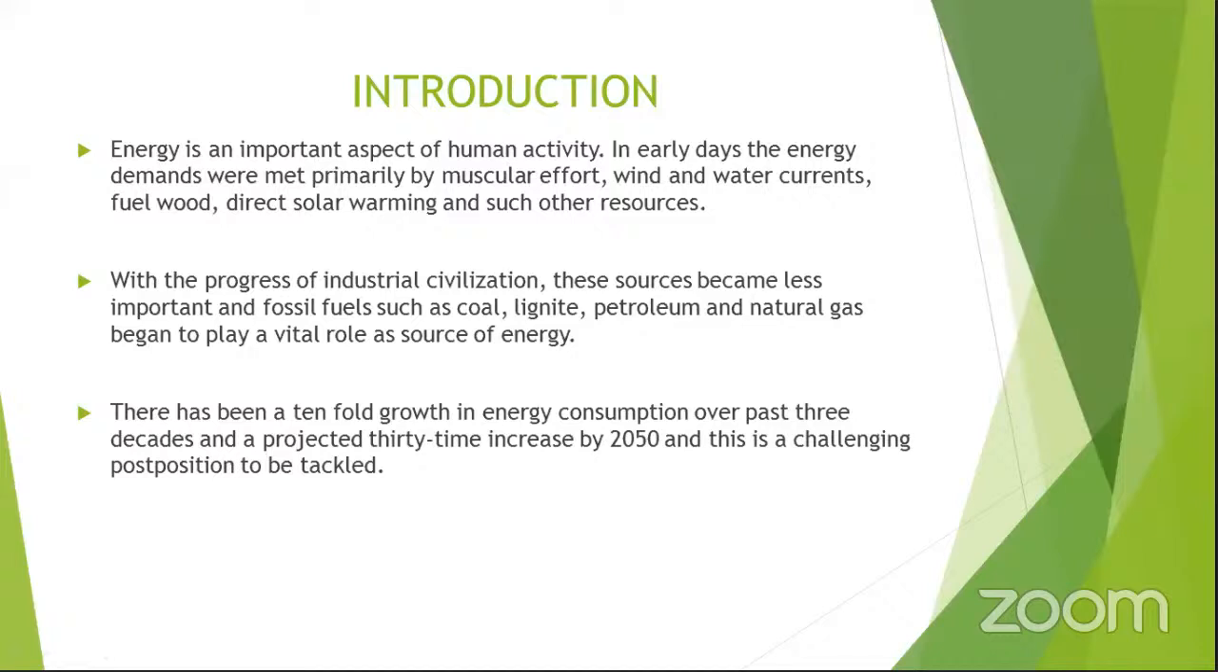With the progress of the industrial civilization, the earlier sources became less and less important, and fossil fuels such as coal, lignite, petroleum, and natural gas began to play a vital role. Now, do you know where the first industrial revolution took place? The industrial revolution first took place in the 18th century in Europe. During the industrial revolution, all these resources like coal, lignite, peat, and petrol were utilized in the industries, and the railway lines were also laid. So at that time, the utilization of fossil fuel resources was at its peak.